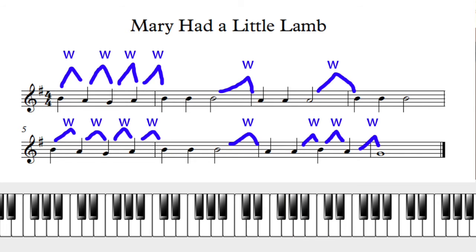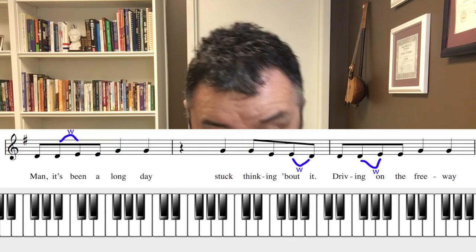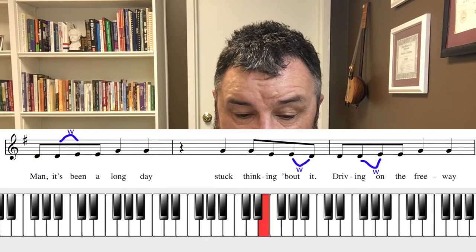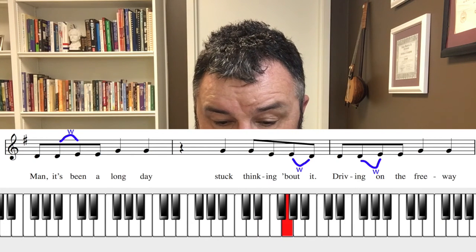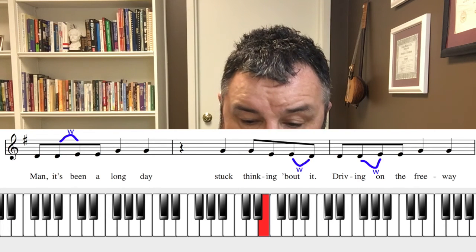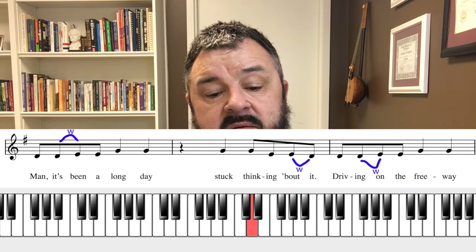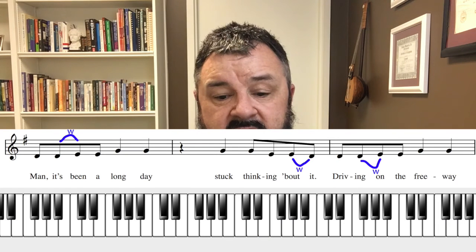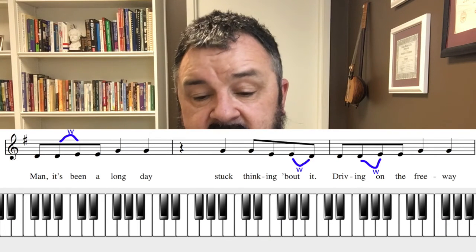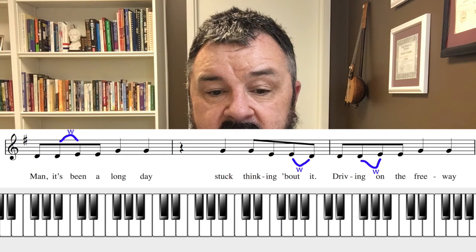All right, now for something that's maybe not so childish, the opening bars of the Maroon 5 song "Sad." The first couple of notes there are based on the interval of a whole step, and if you look at the musical example where he's singing, "Man, it's been a long day." That's a whole step. And again, download the lesson notes so that you can see that example.